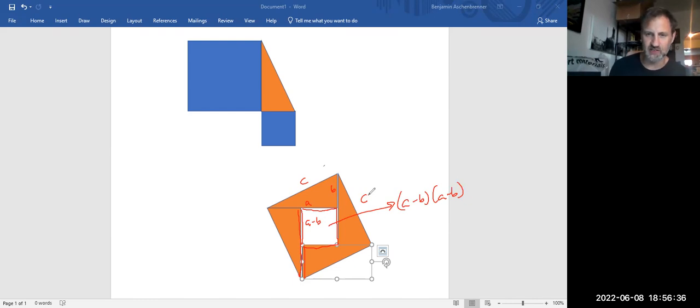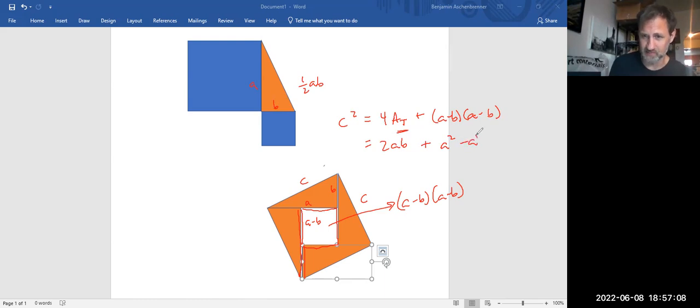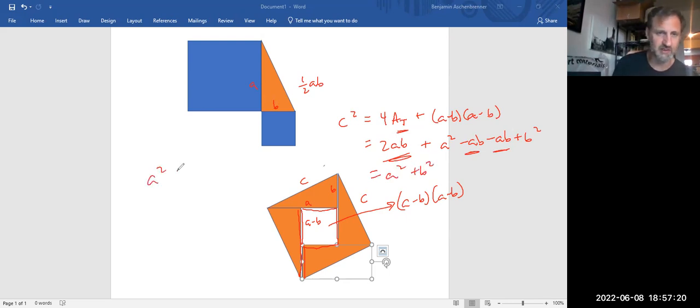So now let's put it all together. This big square is c squared, and it's equal to 4 times the area of the triangles plus the area of that square inside. Okay. What is the area of a triangle? Well, this was a and this is b. Area of a triangle is 1/2 base times height. So it's a half ab. So this is 4 times a half ab, which is 2ab, plus a squared minus 2ab plus b squared. Well, lo and behold, 2ab minus 2ab is nothing. So I've got a squared plus b squared. There it is, the Pythagorean theorem.